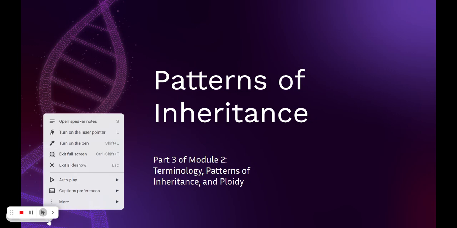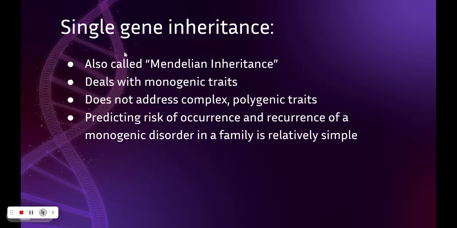But let's start with Mendelian or single gene inheritance. It deals with monogenic traits. A gene codes for a protein. If there's variation in the alleles, which are the types of genes that code for that protein, you get some variation. Mendelian inheritance does not address complex polygenic traits.